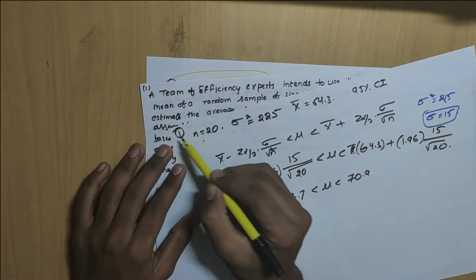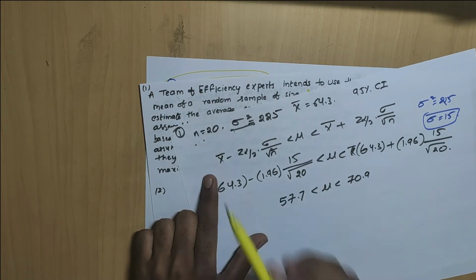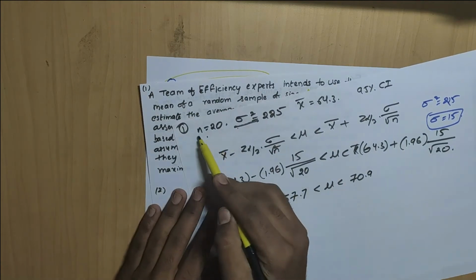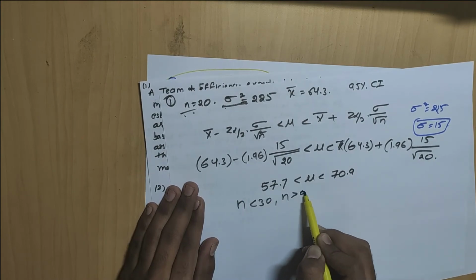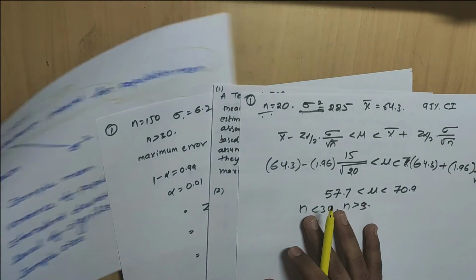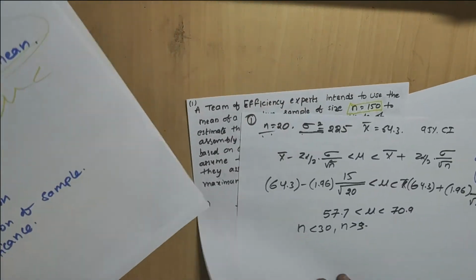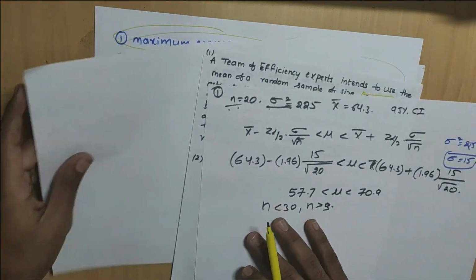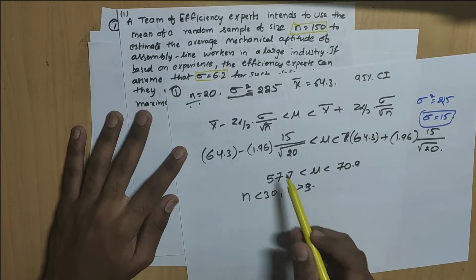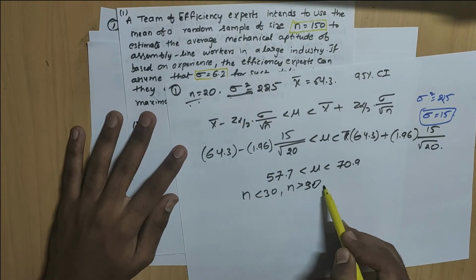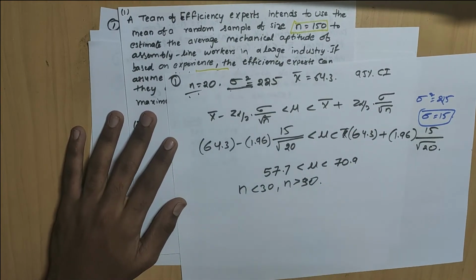So what we did here is, when sigma square is given, we don't need to think about whether n is less than 30 or greater than 30, as I have already told you. We need to think about it only when sigma square is not given.